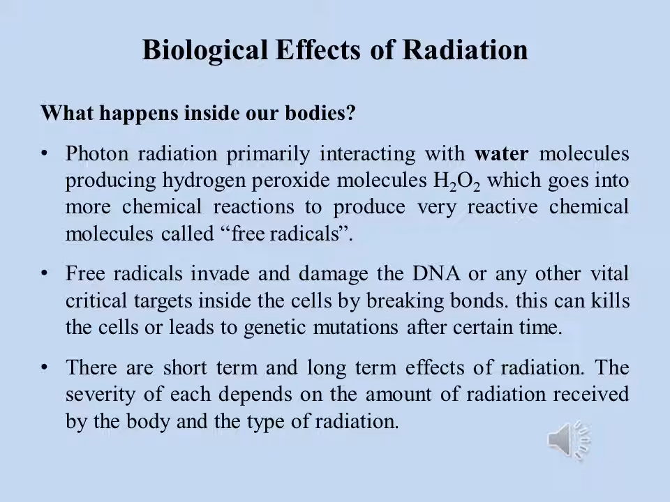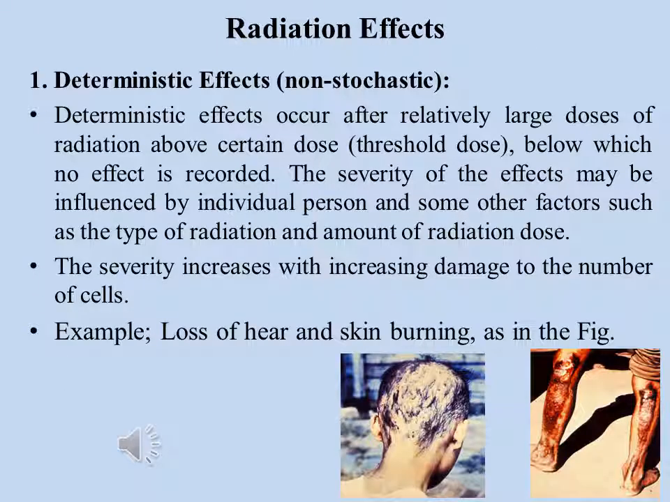There are short-term and long-term effects of radiation. The severity of each depends on the amount of radiation received by the body and the type of radiation. Radiation effects. 1. Deterministic effects, non-stochastic. Deterministic effects occur after relatively large doses of radiation above a certain dose, the threshold dose, below which no effect is recorded. The severity of the effects may be influenced by the individual person and some other factors, such as the type of radiation and amount of radiation dose. The severity increases with increasing damage to the number of cells. Example, loss of hair and skin burning, as in the figure.